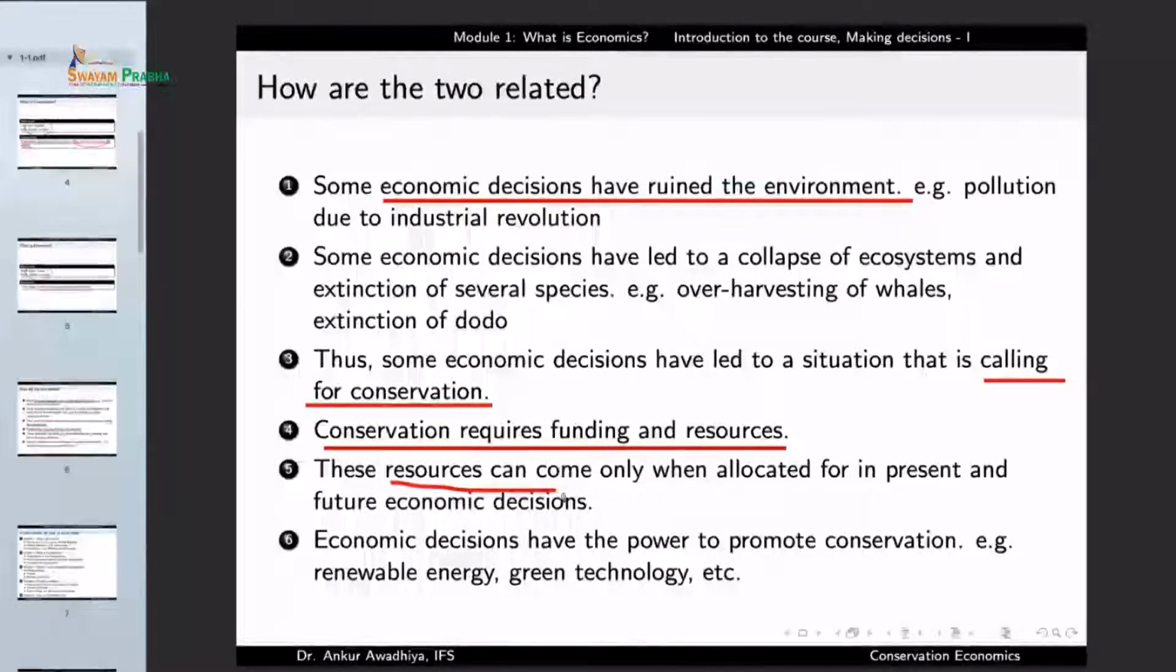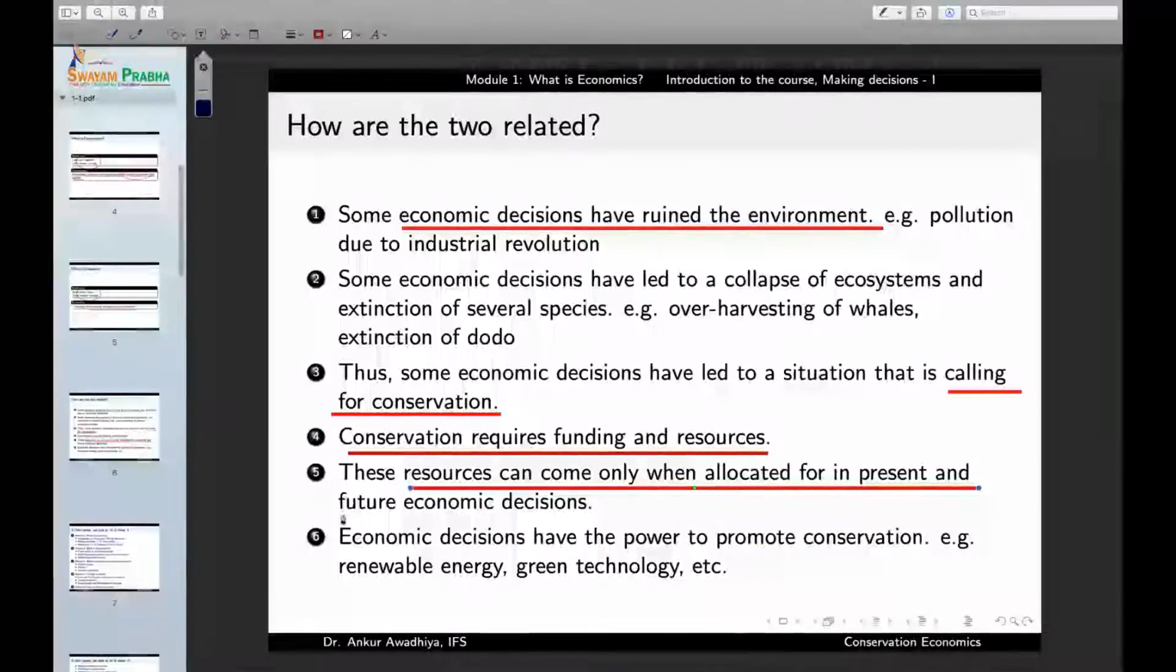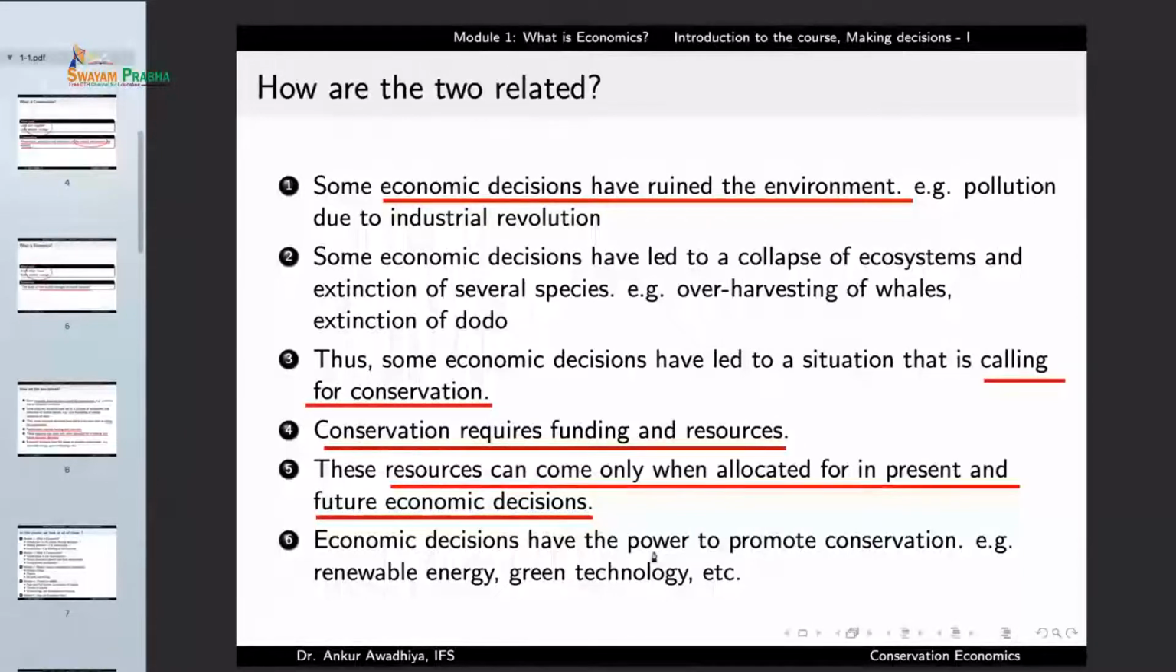Remember here again that we are not trying to conserve biodiversity because we love the forest, because man is a selfish being and we want to conserve the forest only because it provides us with certain benefits that we cannot have otherwise. But these resources can come only when they are allotted for in the present and the future economic decisions. And so, if the conservationists and if the economists are not on talking terms, then we will have a situation that both will be at loggerheads. Whereas, actually, both are working for the same goal.